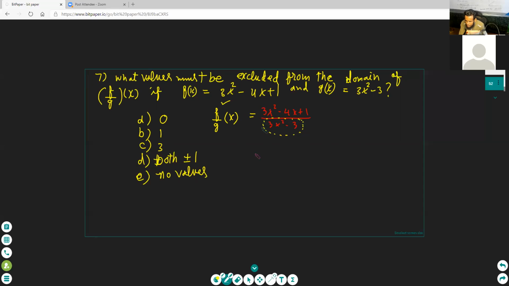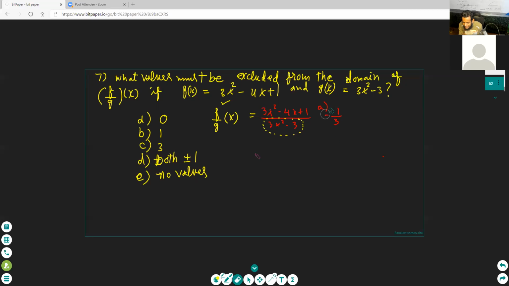You should see the x value. You should solve it. 3x square minus 3. For sure it is not zero, because if you replace zero, you'll get one or negative one or three. You should find it, okay? You can check the value, but first you find it. This is for option A. So no, it works.